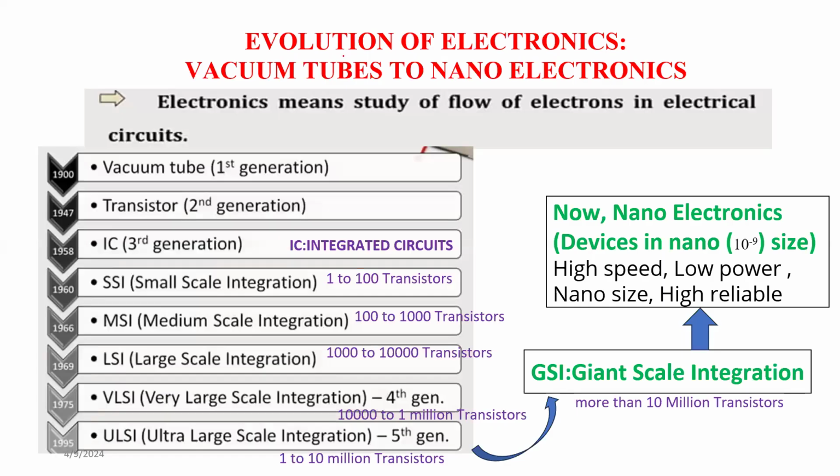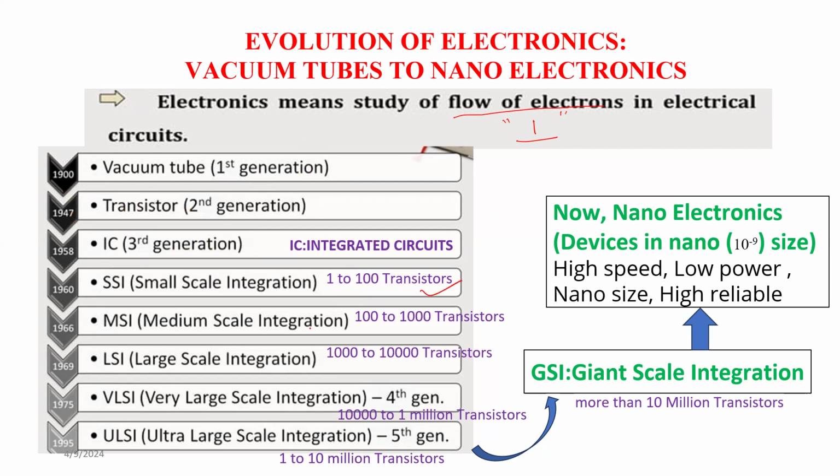This is the evolution of electronics, starting from vacuum tubes to nanoelectronics. Electronics is nothing but the study of the flow of electrons, which is nothing but current in electrical circuits. The first generation used vacuum tubes, with a duration of 1900 to 1947. That led to transistors, the second generation; ICs, integrated circuits, the third generation; small scale integration, 1 to 100 transistors.